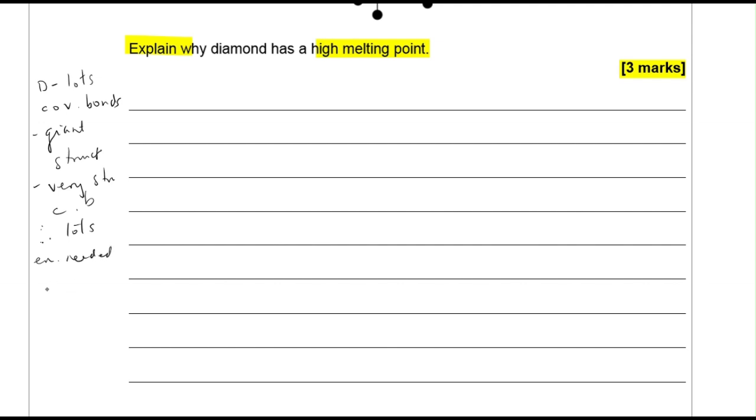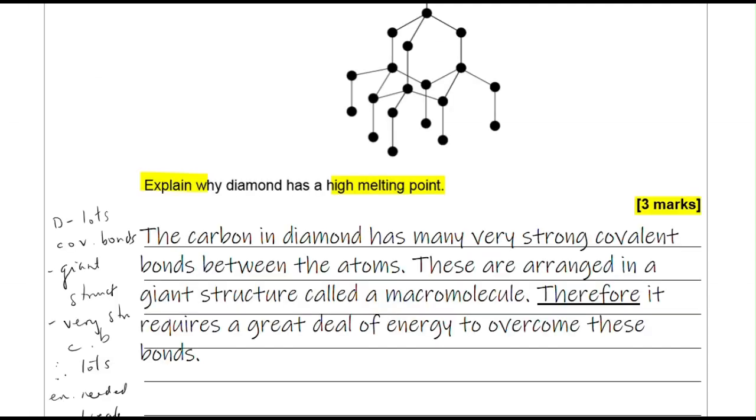So let's look at our written answer. The carbon in diamond has many very strong covalent bonds between the atoms, 1 mark. These are arranged in a giant structure called a macromolecule, 2 marks. Therefore, and that's the key word, it requires a great deal of energy to overcome these bonds. 3rd and final mark, back of the net.